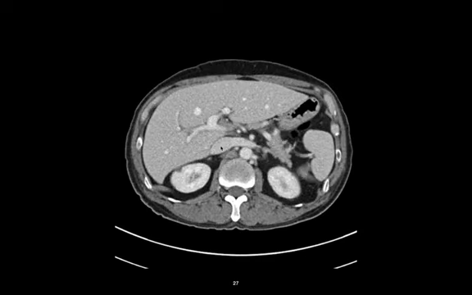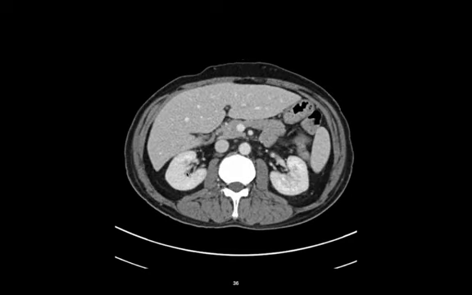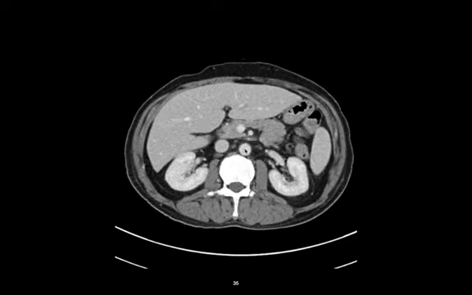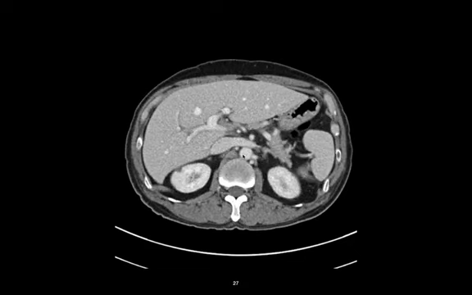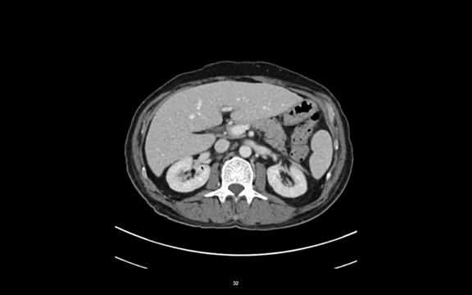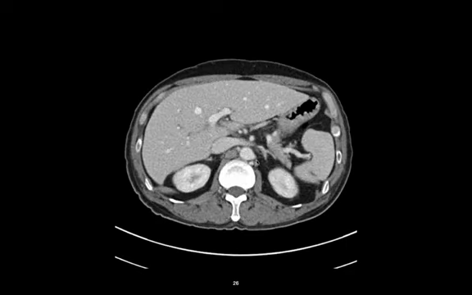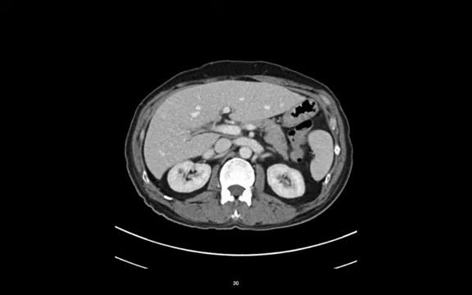Okay, and so now let's take a look at a renal artery. To do that, I find the kidneys. Okay, find the kidneys, and then I see where the aorta is, and then I just follow that. There's the renal artery going into the hilum of the kidney. Okay, so right renal artery, and there's the left renal artery coming over.